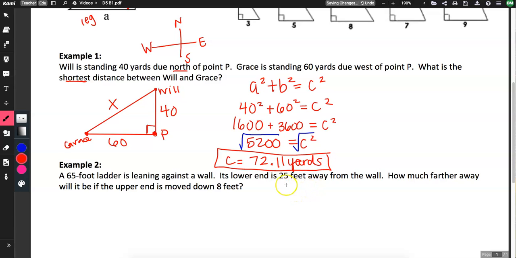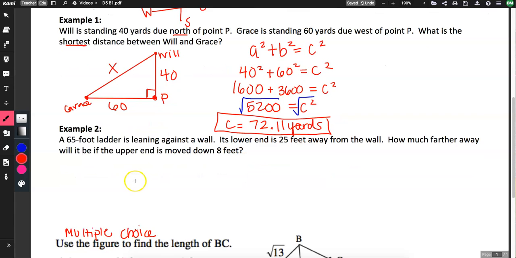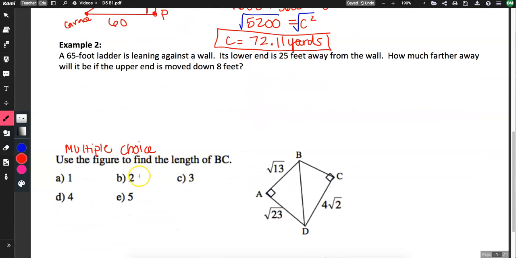Pretty straightforward. The second one I want to still do with you because there's a little bit more to it here. So for example 2, it says a 65-foot ladder is leaning against a wall. So our wall is going to be vertical. There's our wall. Its lower end is 25 feet away from the wall. So my ladder is leaning. I'm going to put it at the top here to make it make sense, right, with what we know. So here's my ladder. Leaning against the wall. The lower end down here is 25 feet away.